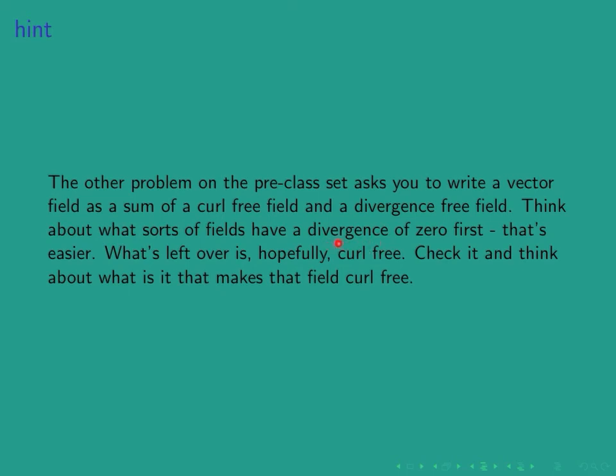Think about what needs to be true for a vector field to have zero divergence. Pull off those pieces from the original vector field and write them into a divergence-free piece. And then what's left over, hopefully, is curl-free. And look at it and check it. Calculate the curl of what's left over. And then think about for just a minute what it is that makes that curl-free vector field, in fact, curl-free.